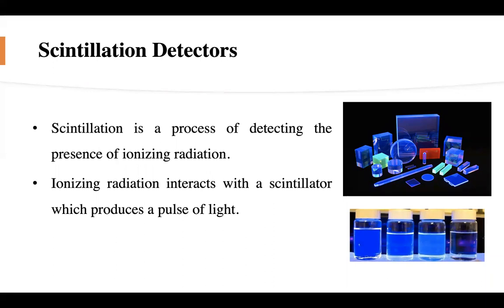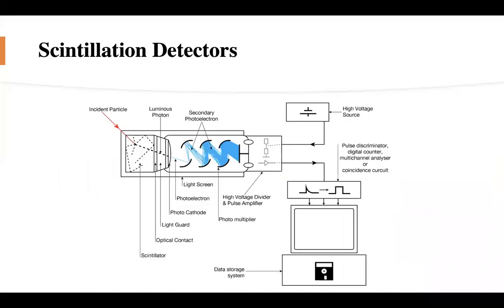It can produce light of different wavelengths, as you can see from the image on the right side: red, green, blue, ultraviolet, or visible light. Ionizing radiation interacts with the scintillator, which produces a pulse of light. The light produced by this material will be converted to an electrical signal, and we will measure it as we just did with the ionization gas detector. So this is the setup of the scintillator detector.